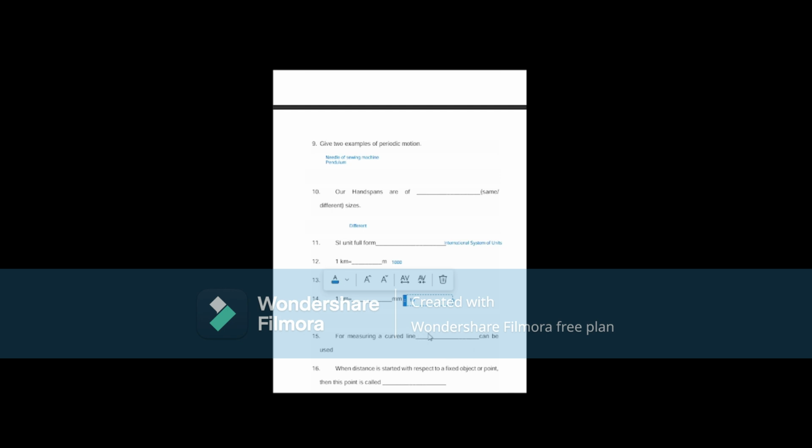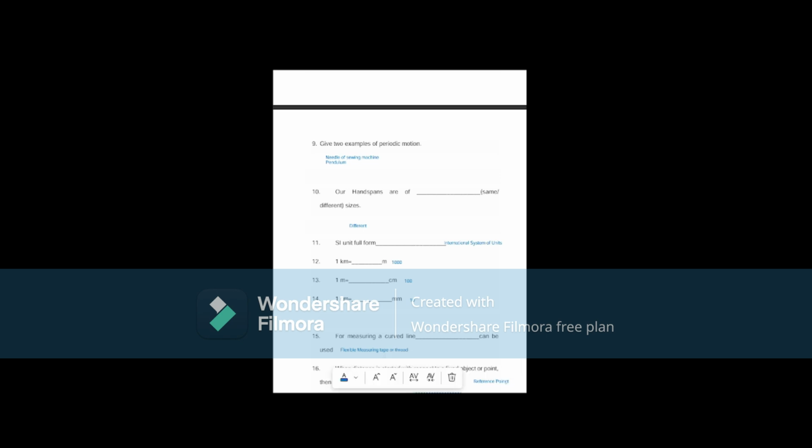For measuring a curved line, dash can be used. So what can be used for measuring a curved line? It has to be a flexible measuring tape or a thread. When distance is stated with respect to a fixed point or object, then that point is called, we know that point is called reference point.